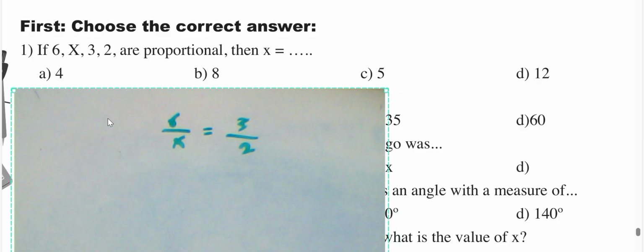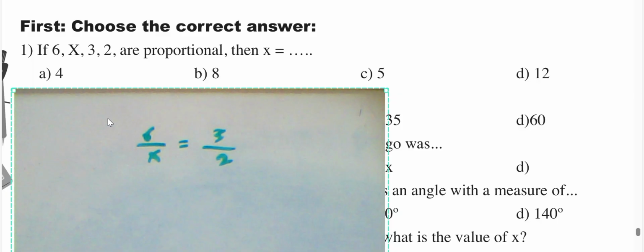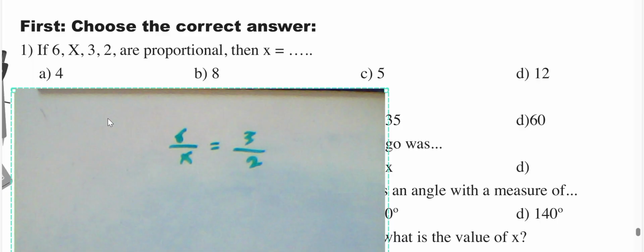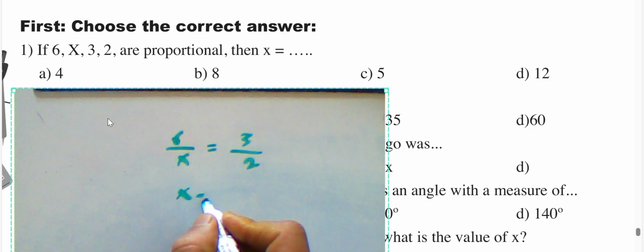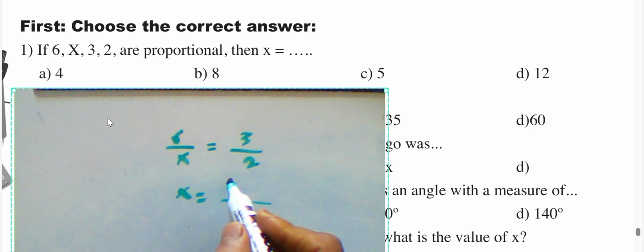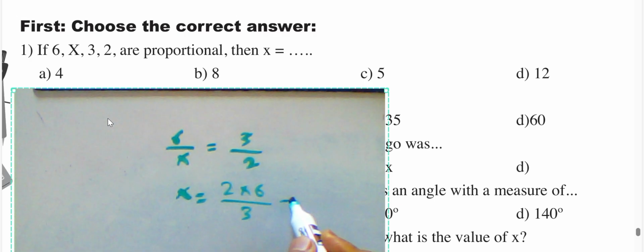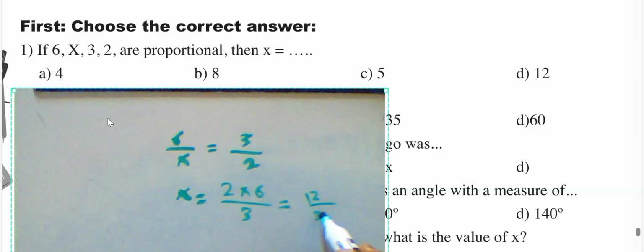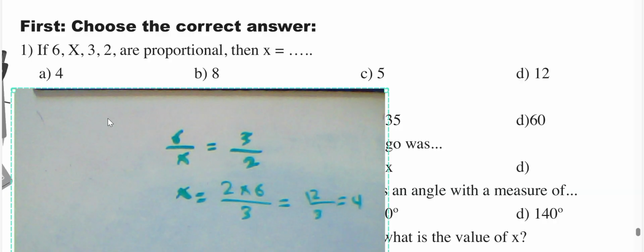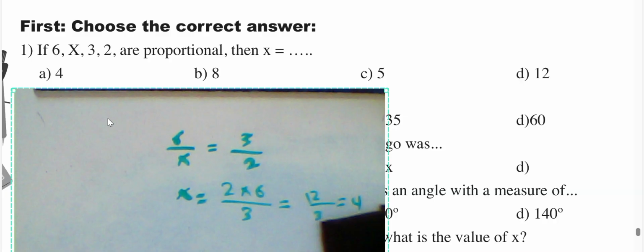The product of extremes equals the product of means. The product of extremes here is 6 and 2, and the means are 3 times x. Then x equals 2 times 6 over 3. 2 times 6 is 12. 12 divided by 3 equals 4. And then the value of x here will be equal to 4.